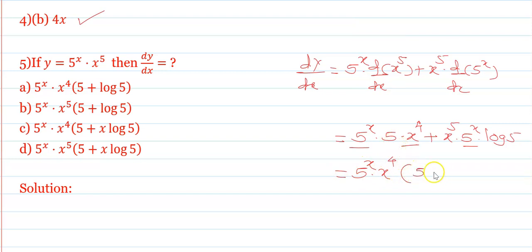Is a 5 राहिला plus. Okay. Next x raised to 4 गेला म्हणजेच इथे किती राहिला x राहिला into log of 5. Okay. And this is the dy by dx. Therefore dy by dx is equals to 5 raised to x into x raised to 4, 5 plus x log x.